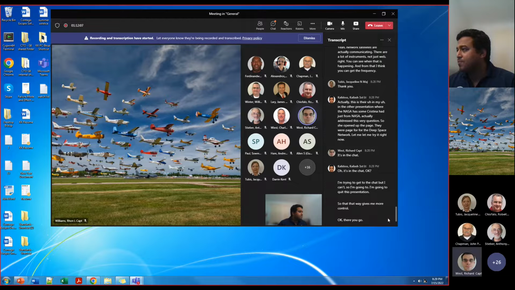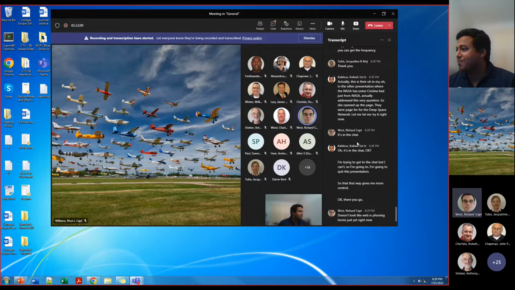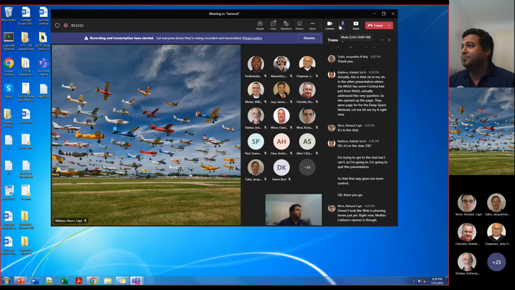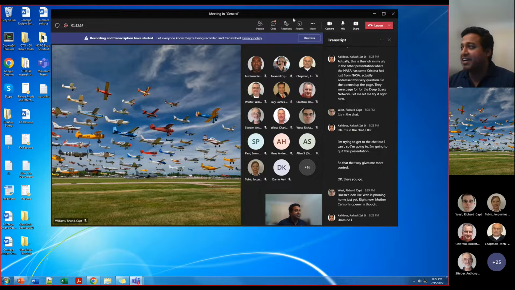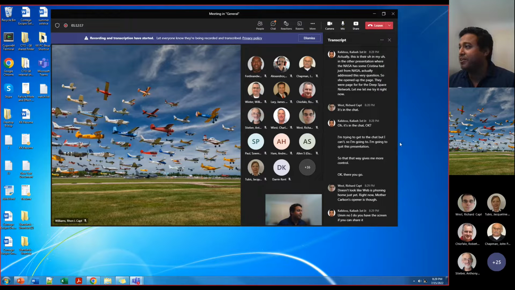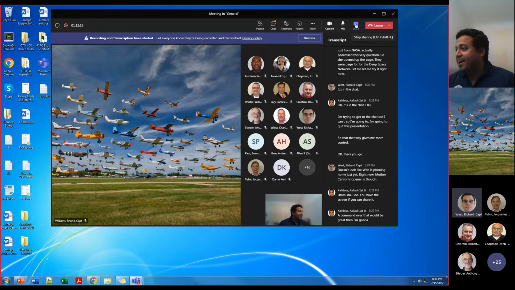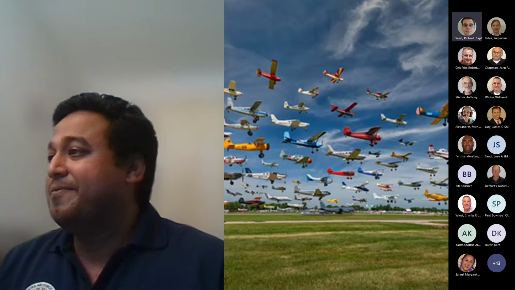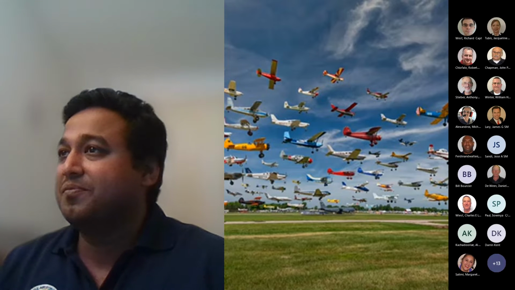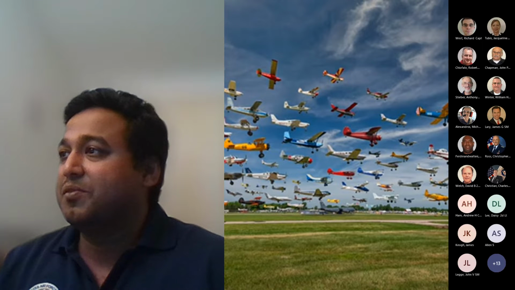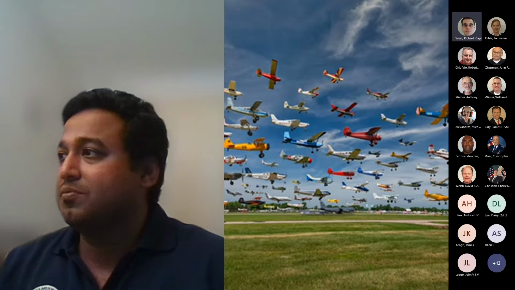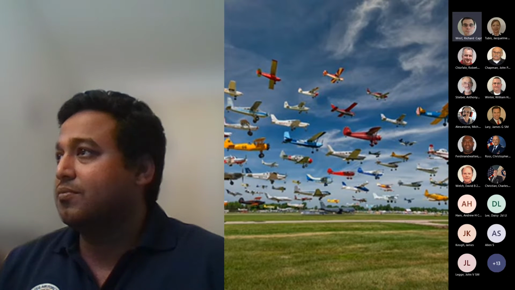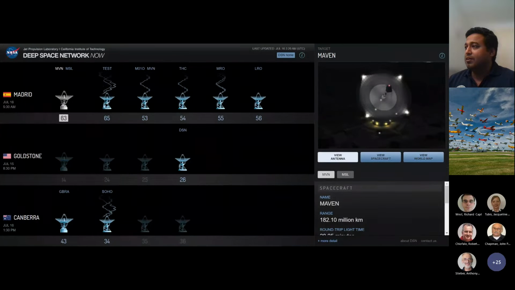Doesn't look like Webb is phoning home just yet right now. Mars Reconnaissance Orbiter is, though. Do you have the screen? If you can share it, Commander West, that would be great, because I'm going to unshare mine. I have to load the web page as well. Since you already have it open, why don't you? Yeah. Okay, can we see it? Yes.